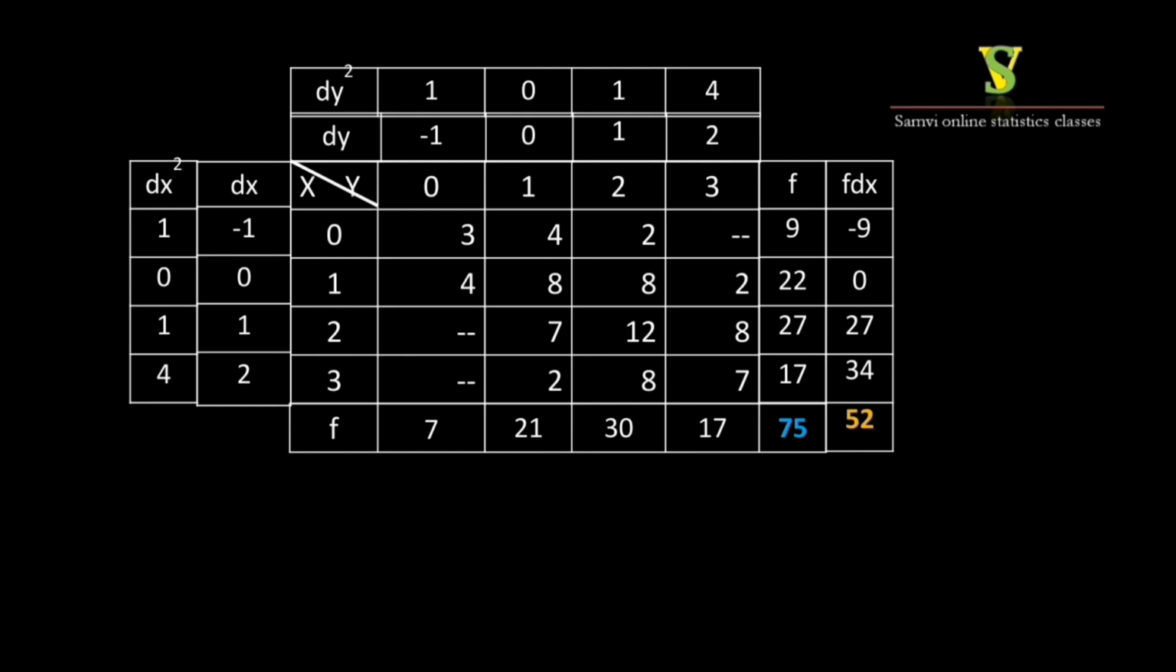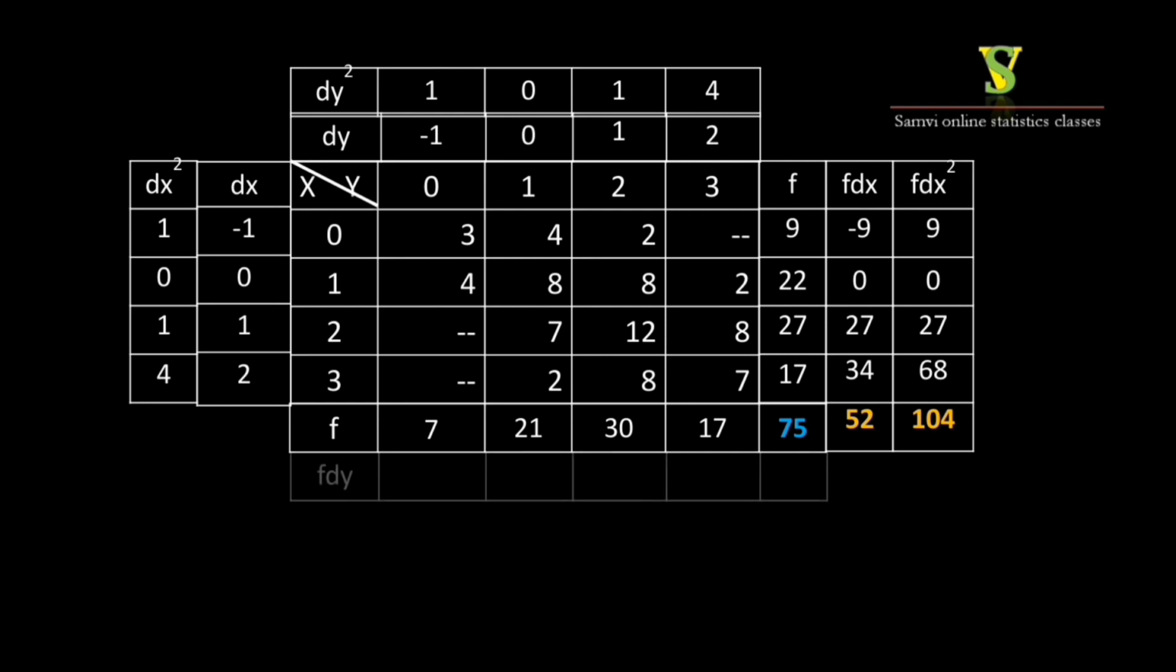Once you calculate f dx, now we want to move to f dx square. Here f is 9 and dx square is 1. So 9 into 1, that is 9. 22 into 0, we get 0. 27 into 1, we'll get here 27. 17 into 4, we'll get here 68. Now you have to find the total. Total is how much? 104 it is. Right? So now you have to go for f dy. So how to find? F is 7 and dy is -1.